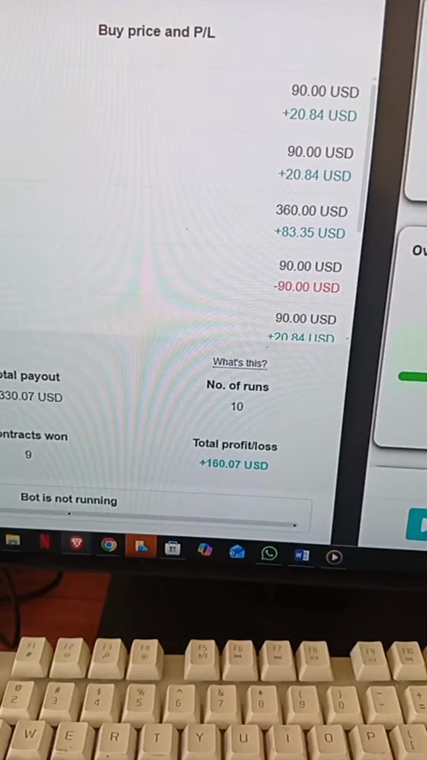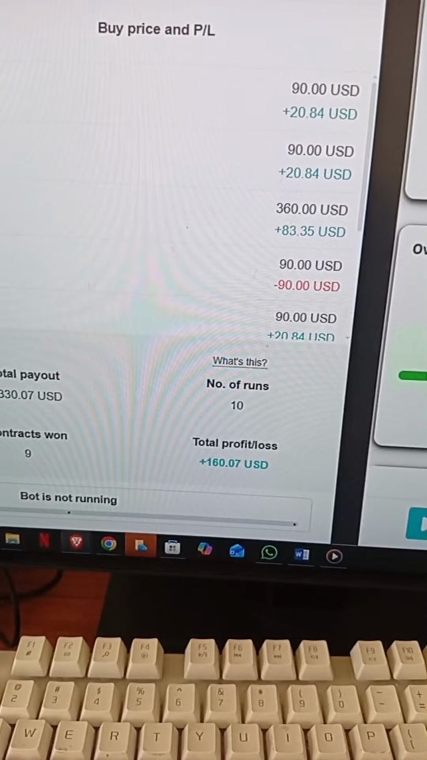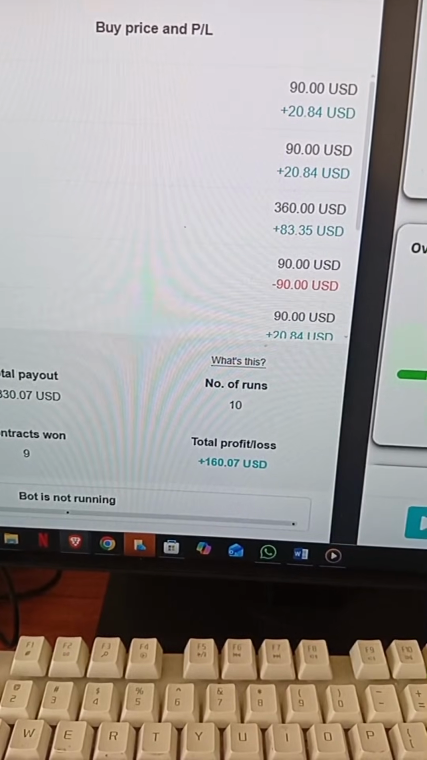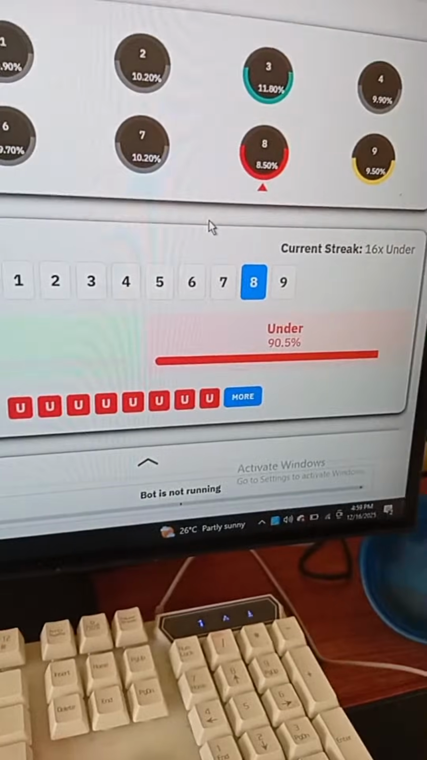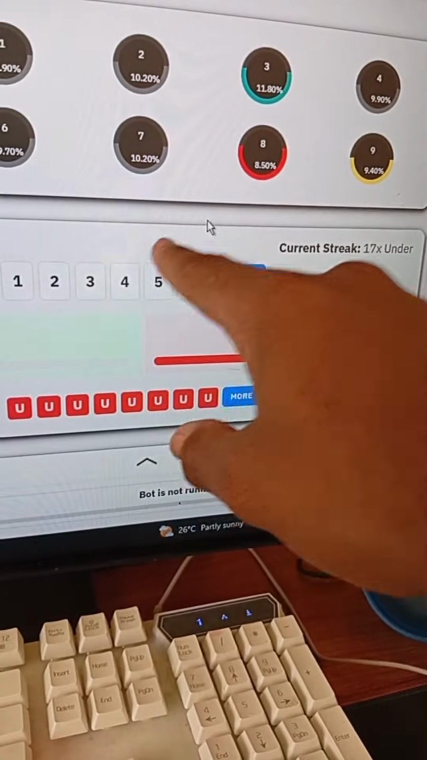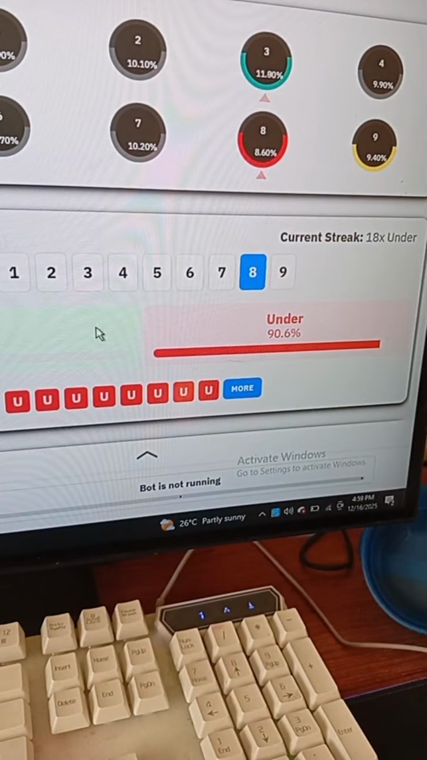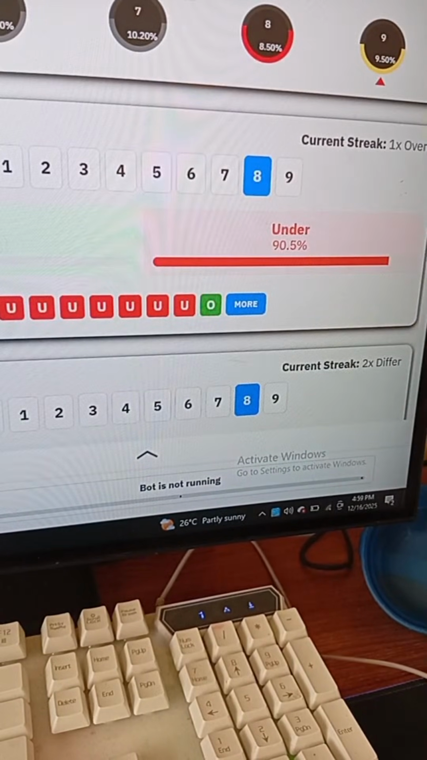Be ready. Okay, now I can see it has balanced out. As you can see, it has become quite a lot more stable. All right, so guys, be ready to continue. Volatility 75 under 8. Be ready guys.